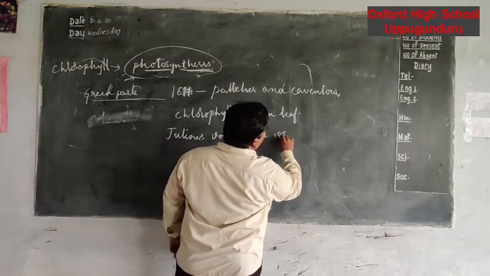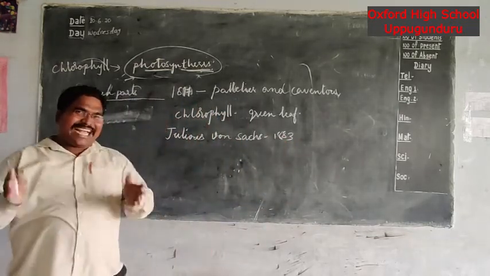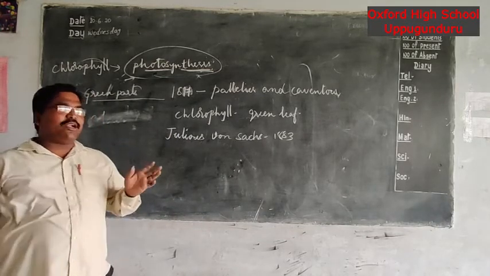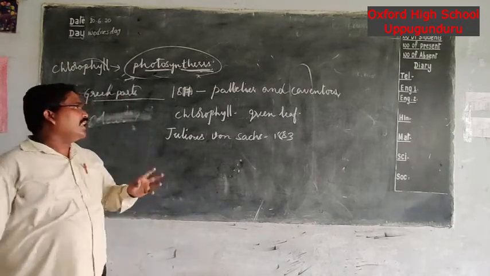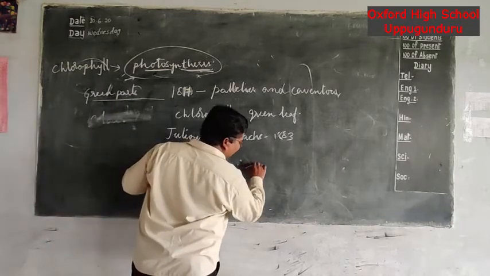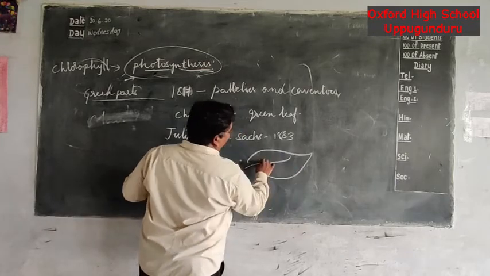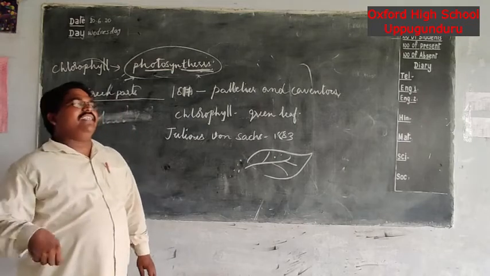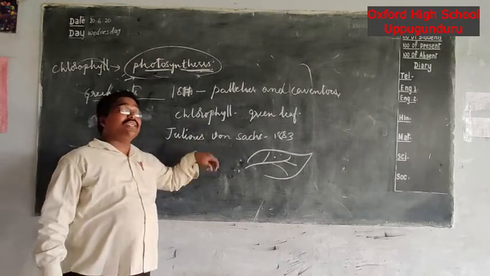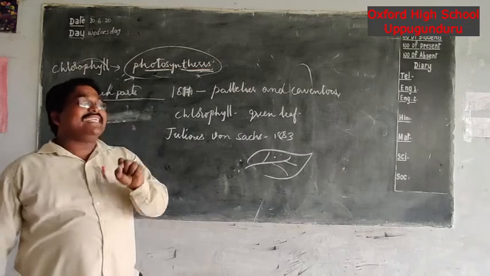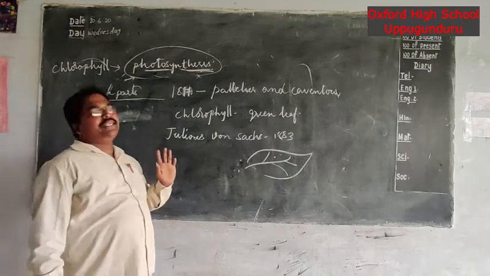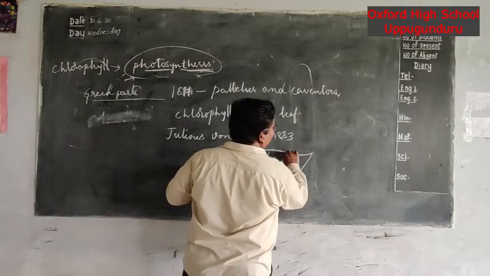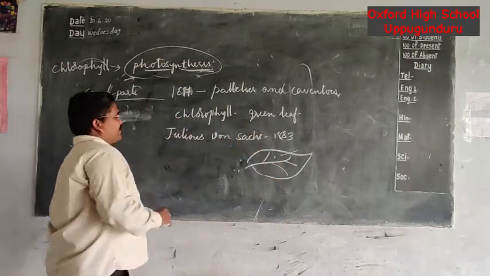in the year 1883, noticed the exact location of the chlorophyll, and he noticed that the chlorophyll is not present in the entire cell of the leaf. It is present only in certain cell organelles. So Julius von Sachs noticed that chlorophyll is not present in the entire cell of the green part. It is present in a cell organelle, and he called that cell organelle the chloroplast.